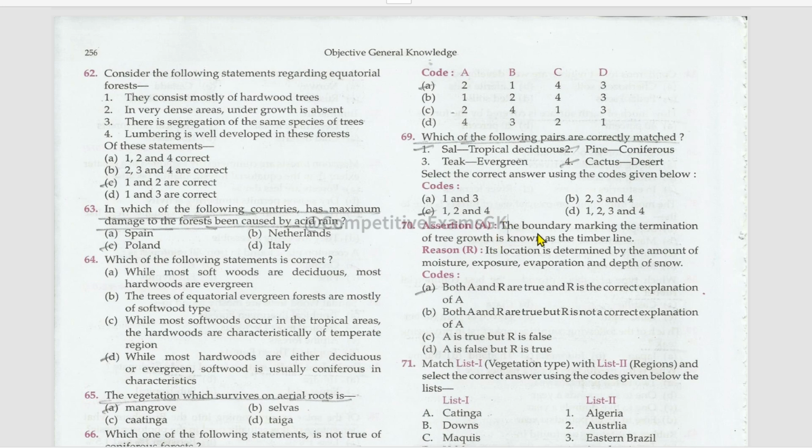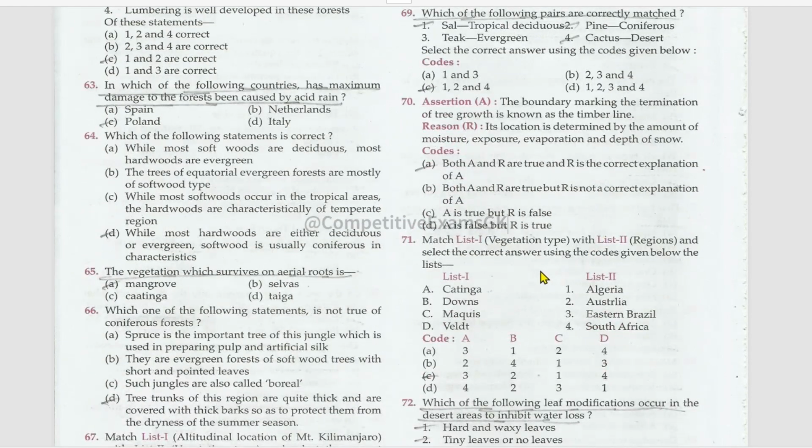Next, assertion and reason. The boundary marking the termination of tree growth is known as the timberline. True. Its location is determined by the amount of moisture, exposure, evaporation, and depth of the snow. This is also true, and this is the correct explanation for the assertion. Next is the matching. List one is vegetation type and list two is the regions. Caatinga, that is eastern Brazil. Downs, that is Australia. Maquis, that is Algeria. Veldt, that is South Africa.